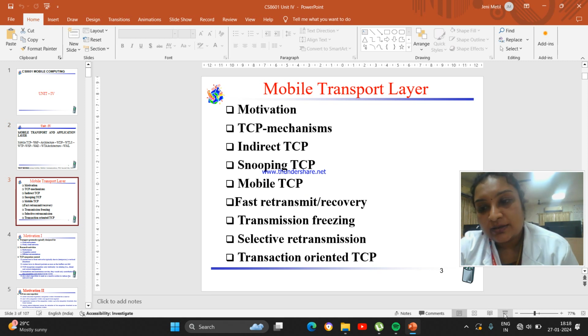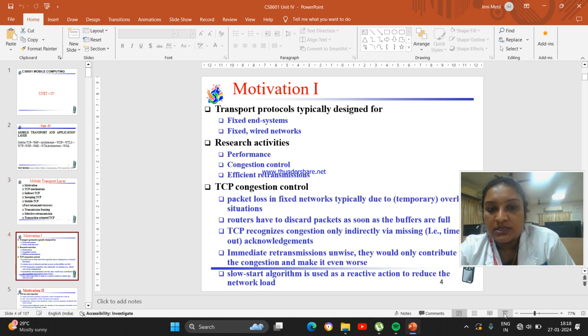So the mobile TCP layer is nothing but the mobile transport layer. Here we are going to see the motivation and what transport layer mechanisms we are going to use. It can be indirect TCP, snooping TCP, mobile TCP, then fast retransmit/recovery, transmission freezing, selective retransmission, or transaction-oriented TCP.